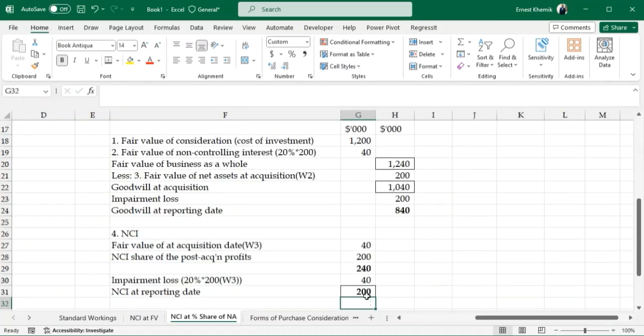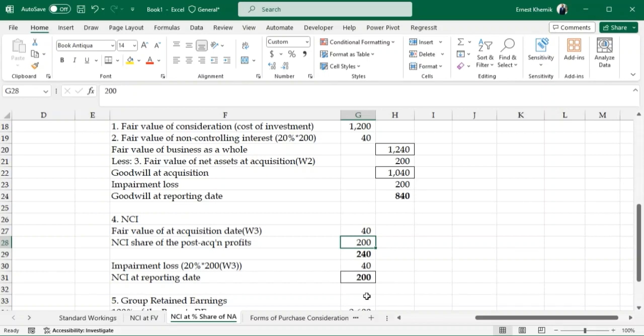Now we continue to the fair value of the non-controlling interest. Now, what's the value of the non-controlling interest at acquisition? As I have already used Excel to refer to the formula used here, it changed my figure to 40, and that is perfect. This is from workings 3. Then the NCI share of the post-acquisition profits remains the same, 200. Then we have 240 as the addition.